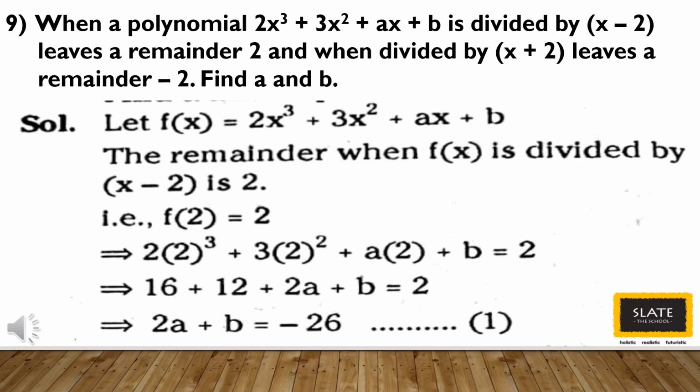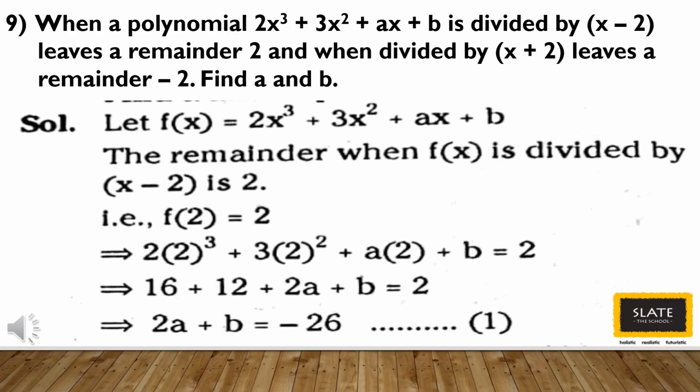Next question. When a polynomial 2x cube plus 3x square plus ax plus b is divided by x minus 2, it leaves a remainder 2, and when divided by x plus 2 it leaves a remainder minus 2. Find a and b. Let us see the solution. First, let us assume 2x cube plus 3x square plus ax plus b as f of x. It is given that when f of x is divided by x minus 2, the remainder is 2.